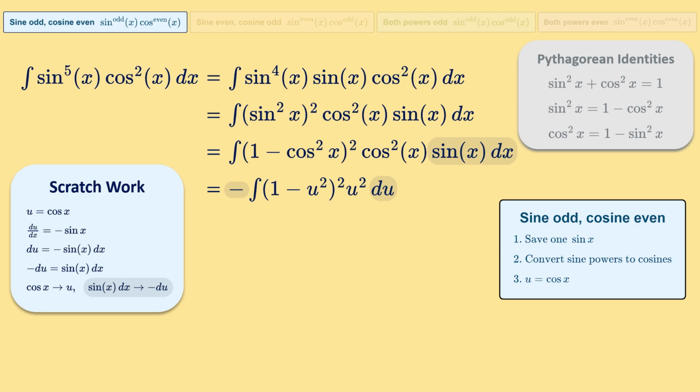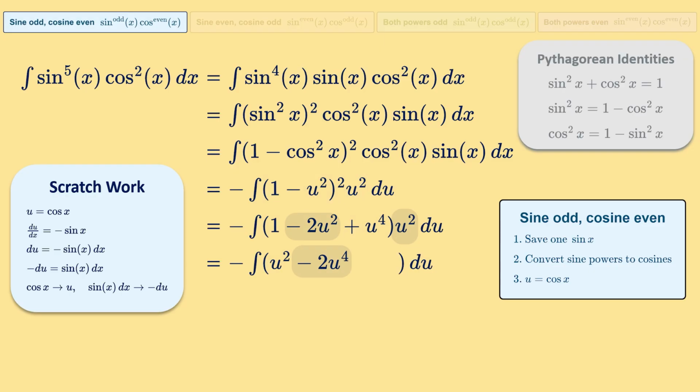We can pull the negative out front, and so now we have the negative integral of the quantity of 1 minus u squared squared times u squared du. From here, we can just expand and integrate like a polynomial. The quantity of 1 minus u squared squared is 1 minus 2u squared plus u to the 4th power. Multiplying by the u squared that's left over gives us u squared minus 2u to the 4th plus u to the 6th. Our integral is now the negative integral of u squared minus 2u to the 4th plus u to the 6th du. We bring our negative down and we integrate term by term.